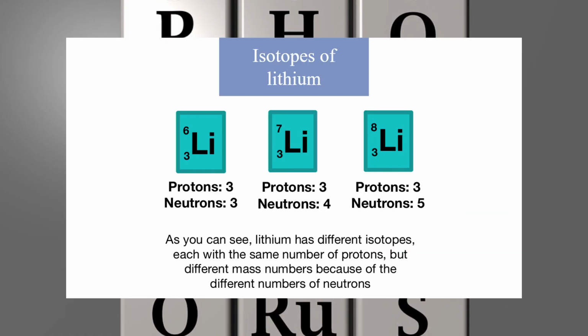For example, I will show you the isotopes of lithium. And as you can see, the top number tells you the total number of protons and neutrons, while the bottom number tells you the number of protons. And you can see that the number of protons does not change for any of them.